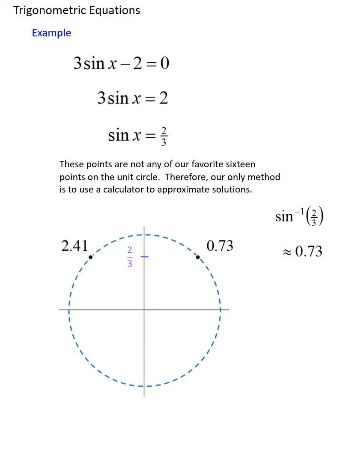And so, in summary on this problem, because the points that corresponded to the isolated trig function are not our favorite 16 points on the unit circle, we need to get calculator approximations for them. And on the interval from 0 to 2 pi, which is what, 0 to 6.28, those are our two solutions in that interval.